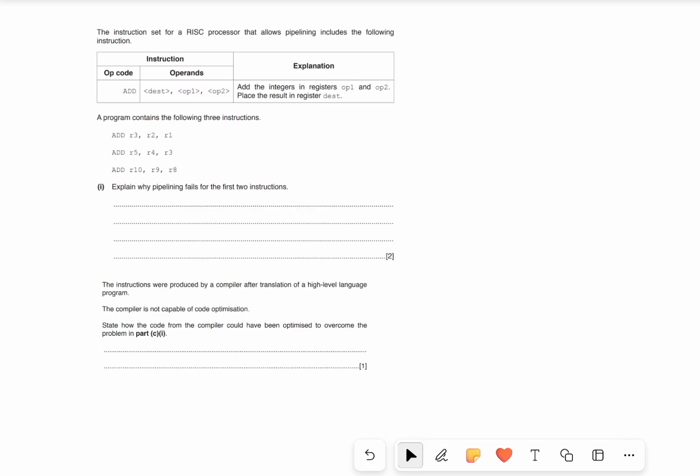You know the deal, pause the video, give this question a go yourself first. Okay, so why does it fail pipelining when we're doing this? What I'm going to do is give these numbers. So we've got op1, 4, we've got op2, 2, and we've got a destination where it needs to go. R1 is 4, R2 is 2, so 4 plus 2, if we add them together, and we're going to put it into R3. So R3 should have the number 6 in it.